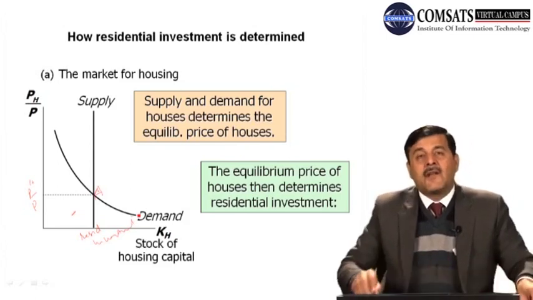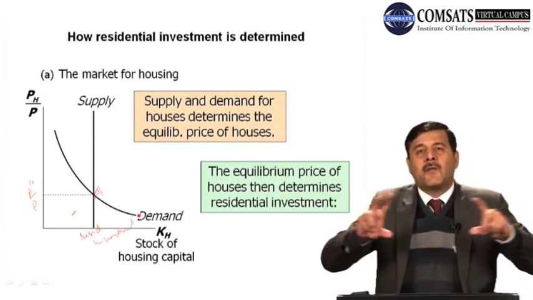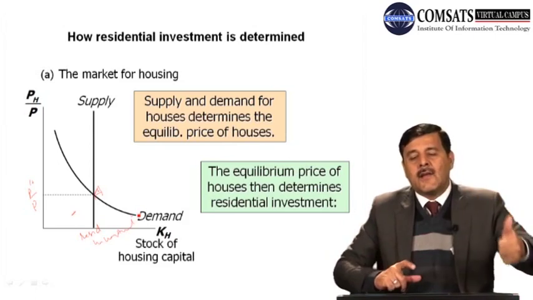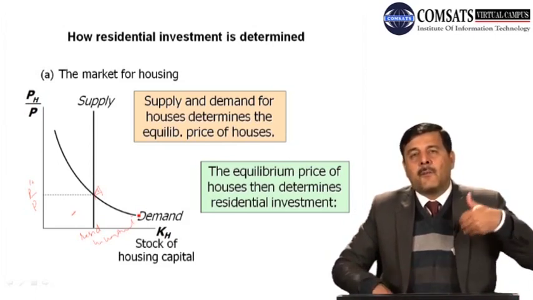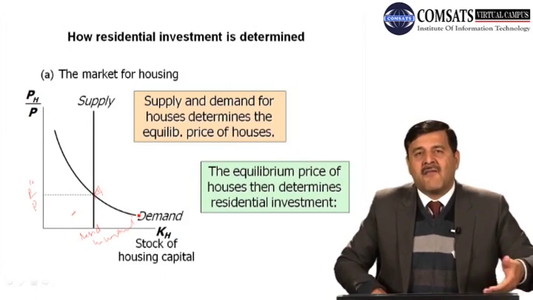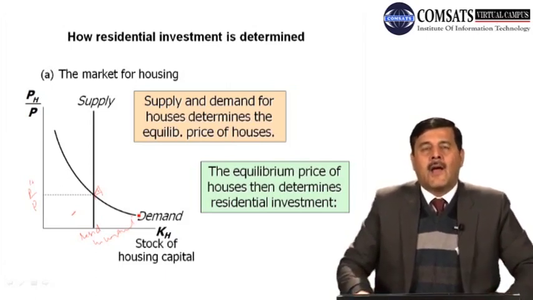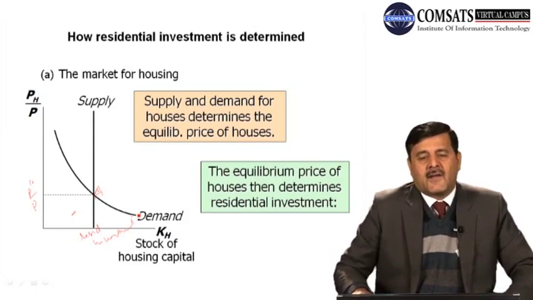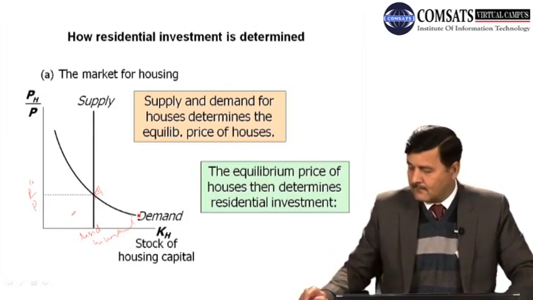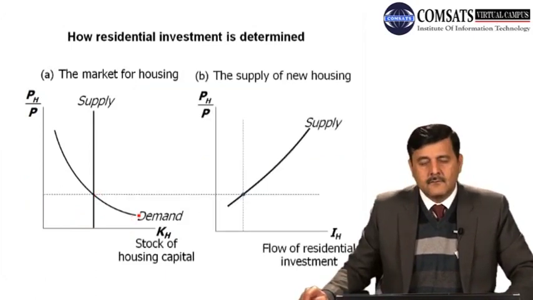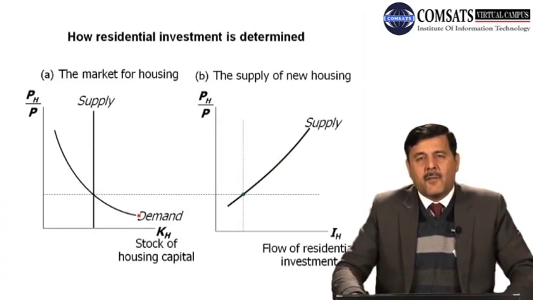right? So demand and supply of housing determine two things. One, the equilibrium price of houses, and then the equilibrium price of houses determines the level of residential investment in the country and the economy. How residential investment is determined, we'll continue with that in this slide again.